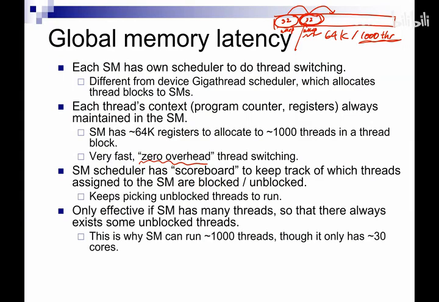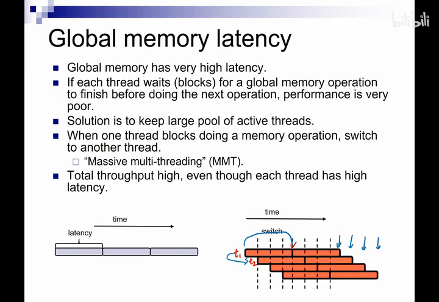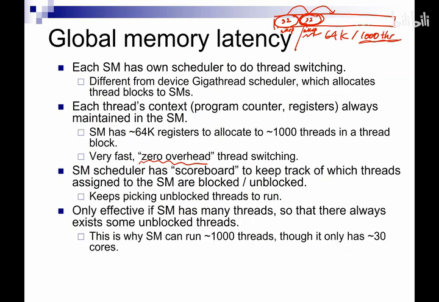Again, this is only effective when we have many threads to switch between. If you don't have enough threads, then this whole thing is not going to work, because we're going to have to be waiting for a large chunk of time. This is why each SM only has something like 32 or 64 cores. Let's just say 32 cores.